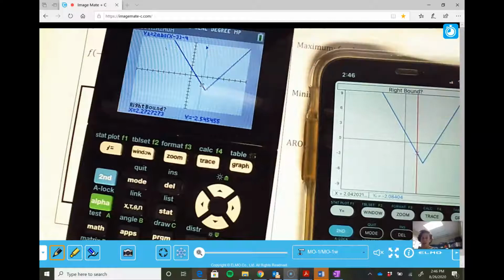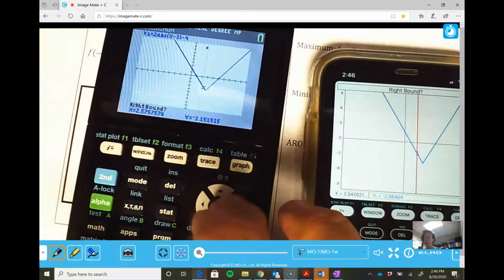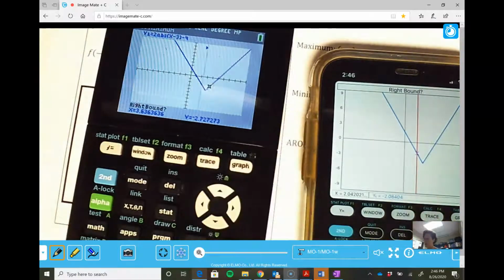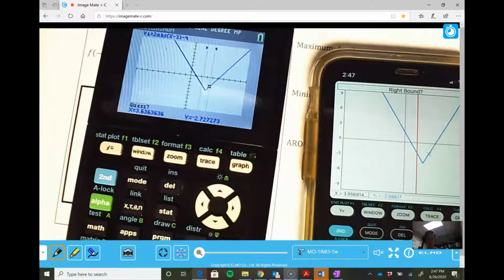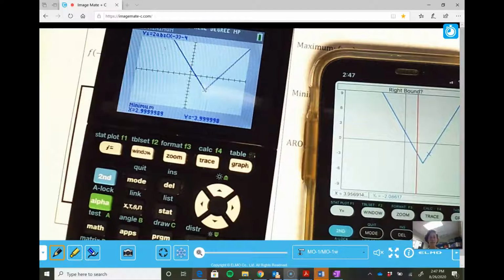Not all the calculators show that line, but now I need to get to the right side of that. So I use my arrow and I just move it somewhere to the right, and I'm going to do the same here, somewhere to the right. And it's going to say right bound, and I'm going to hit enter. And on the graphing calculator, it says, okay, you want me to guess, and it's not going to guess. It's going to get exact. All right.